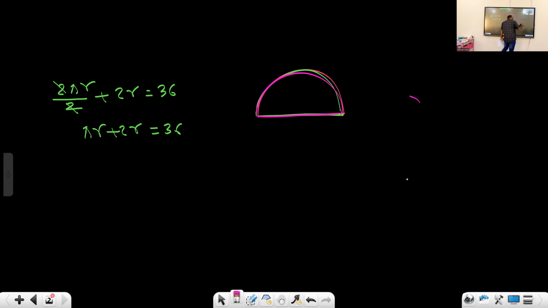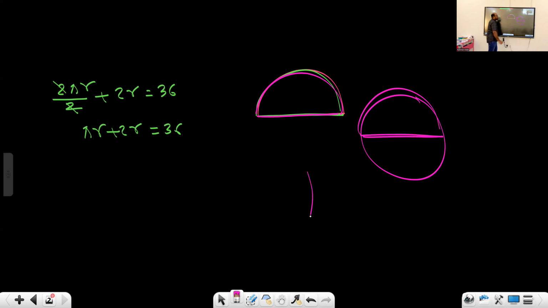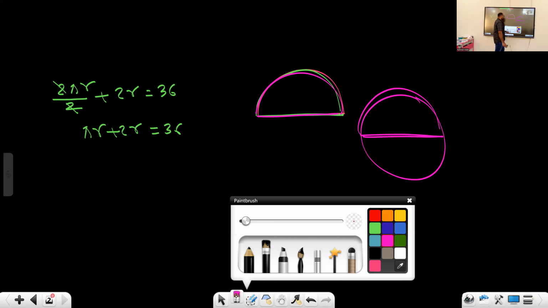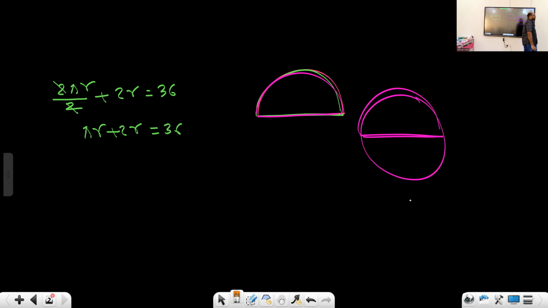Perimeter of the protractor means this length plus this length. Complete circle is 2 pi r, but we don't have complete circle, we have only half circle. This length plus this length we have to add. That is the perimeter of the semicircle. Okay, write it. Given that pi r plus 2r equal to 36. If you want, you can write the first part, that's your choice.